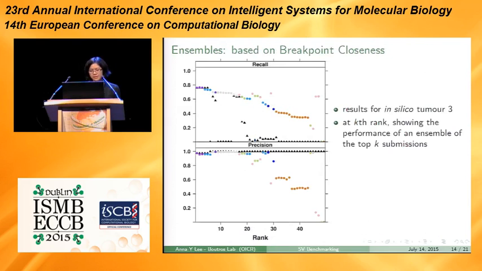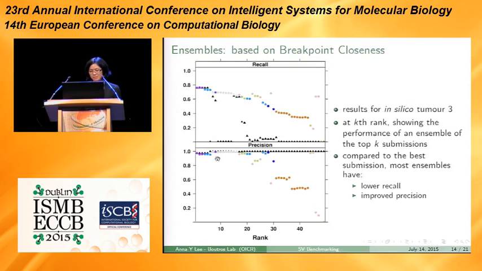So if we try to break that down a bit into how the different ensembles are performing in terms of recall and precision, we can see that the ensembles, their recall is really defining their overall performance here. So we see, again, a drop-off pretty early on, whereas precision remains basically equivalent or slightly better than the best individual submission throughout.